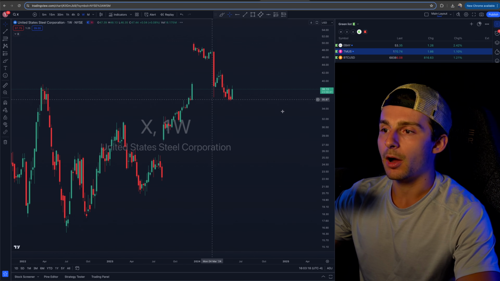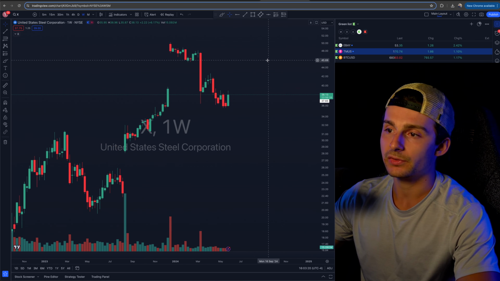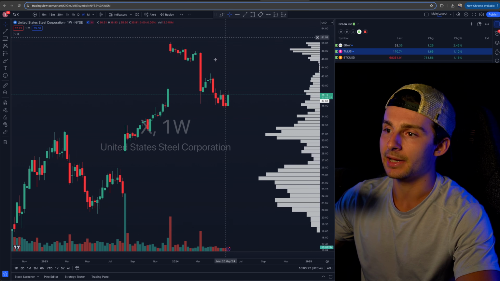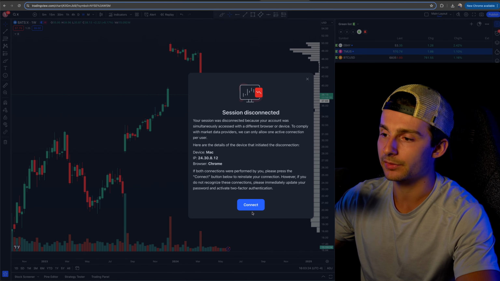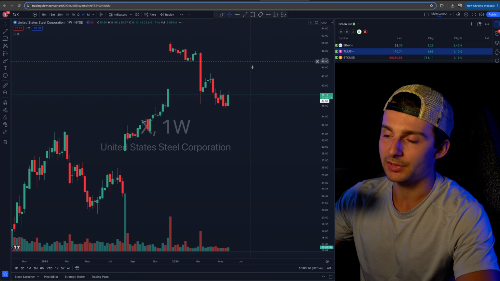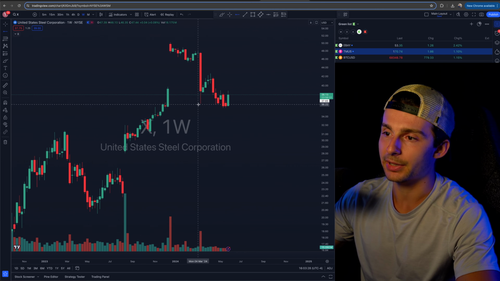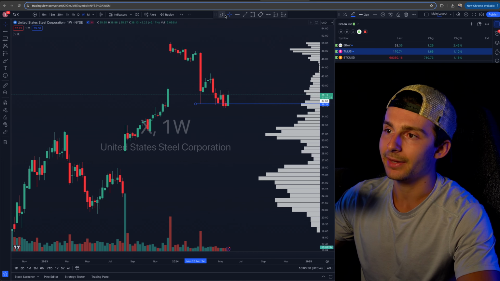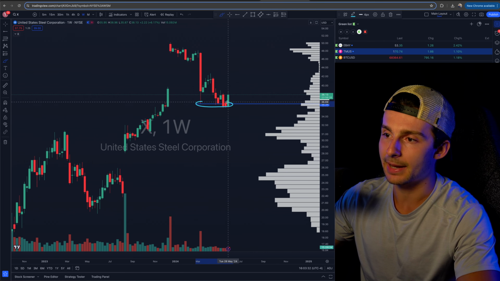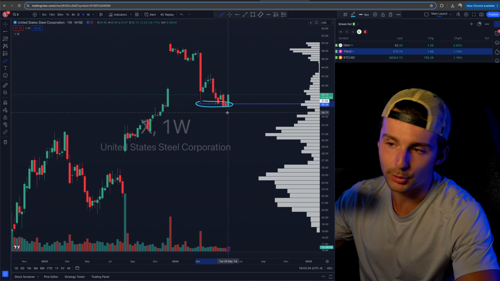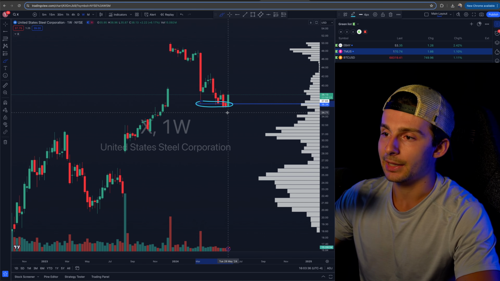Bigger picture time frame on the weekly, I was looking at US Steel, which is ticker symbol X, and it has been trending down the past couple of weeks. And my thought process here was quite simple. Breaking down below this level, and I'm looking for a further push. And that's really all it was. And we didn't get it.